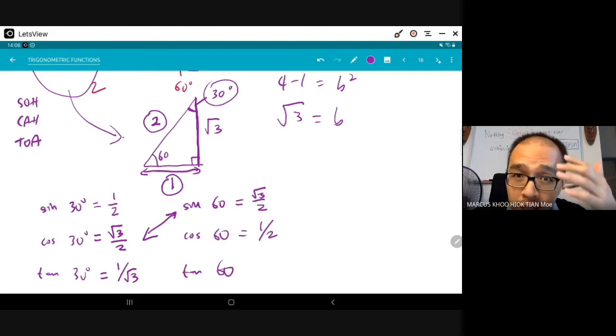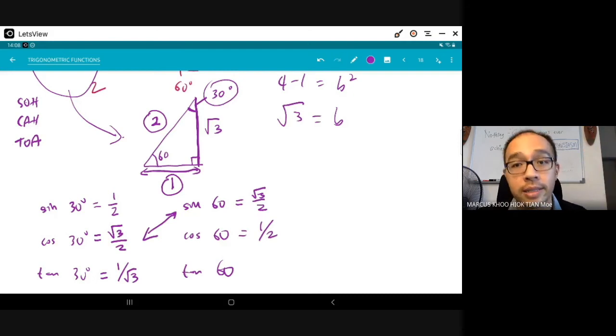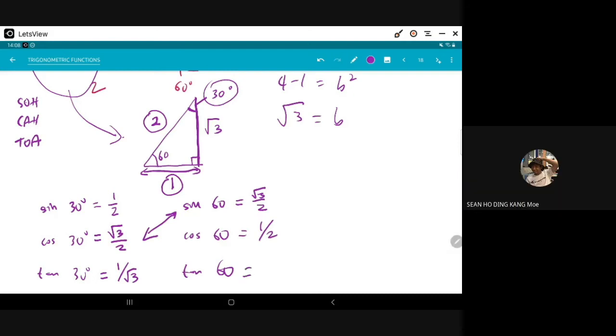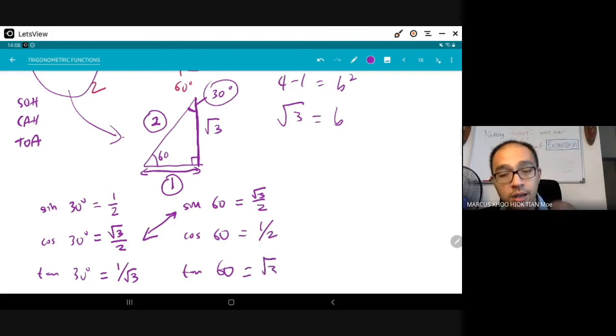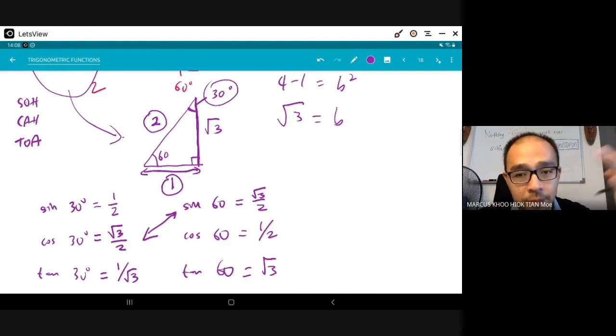If we use SOH CAH TOA also works. If we use complementary angles also, you will get the same answer. And tangent 60 will be square root 3. Square root 3 over 1. Over 1 is square root 3. Sorry. No, it's fine. You can say over 1, no problem. But in the end it will become square root 3 as well.